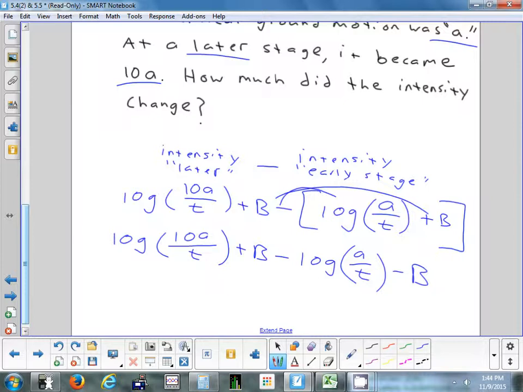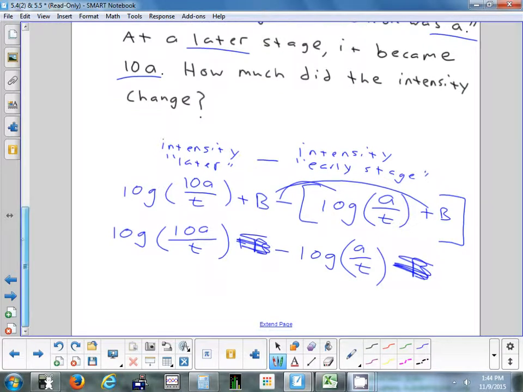Yeah, what happens? B cancels out, okay? Meaning B has no effect on the final answer. And it shouldn't, because it was the same before at the early stage. It's the same now at a later stage. So it doesn't affect the final answer. Those are gone. So now we're just left with A and T.